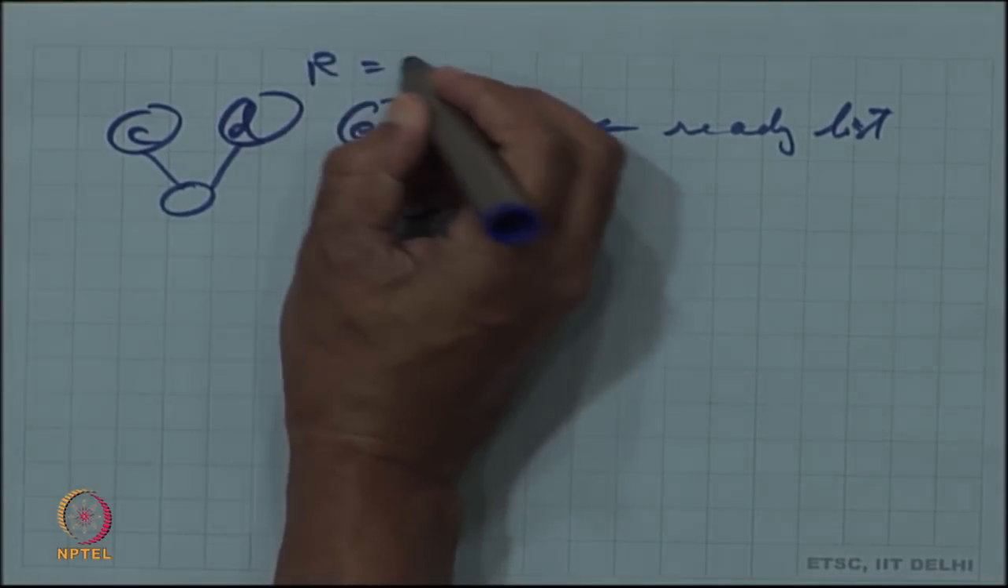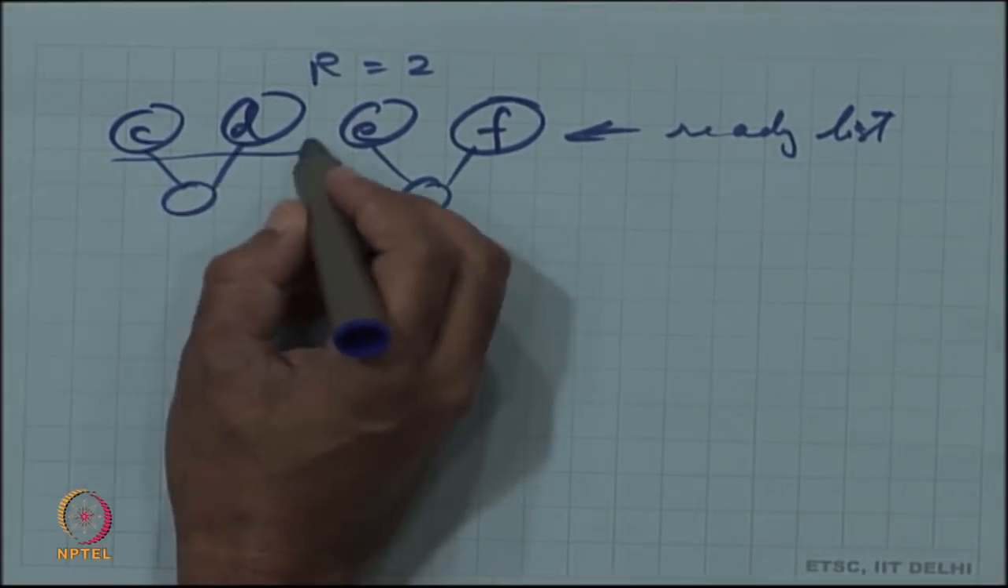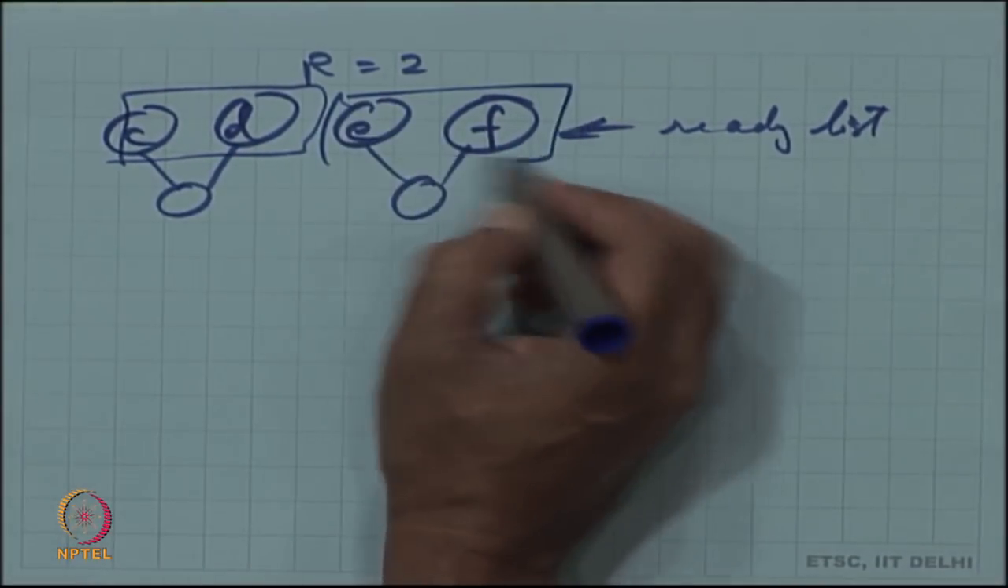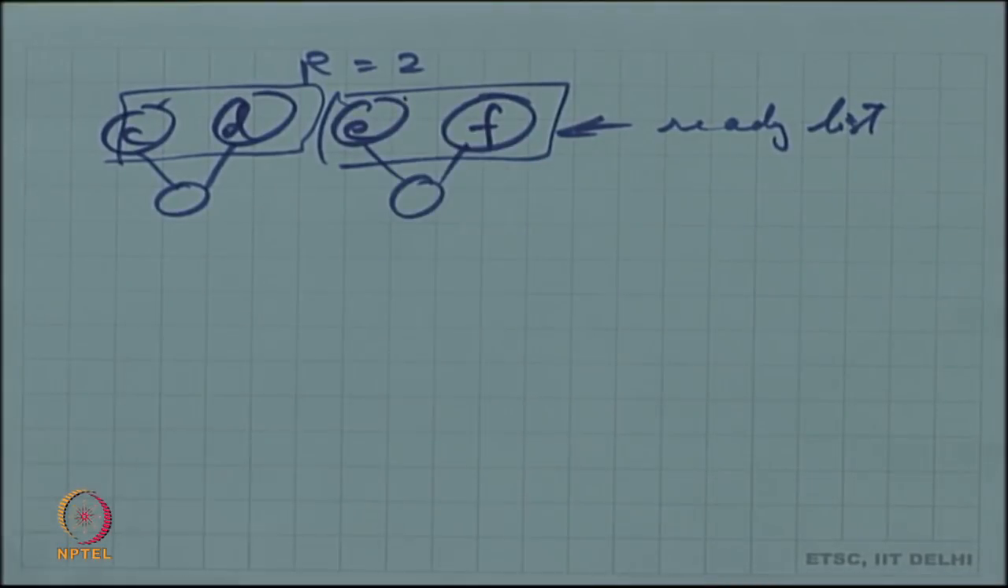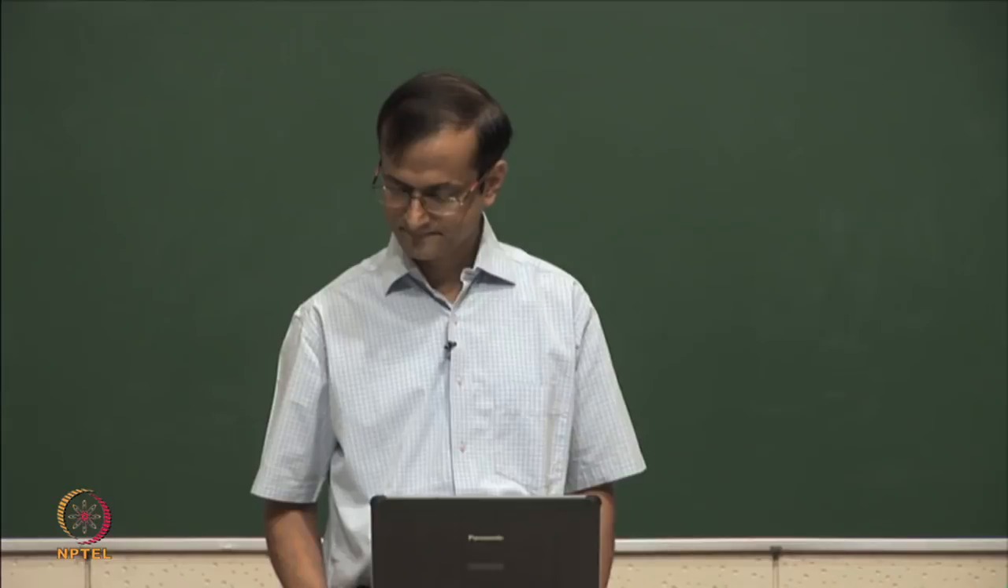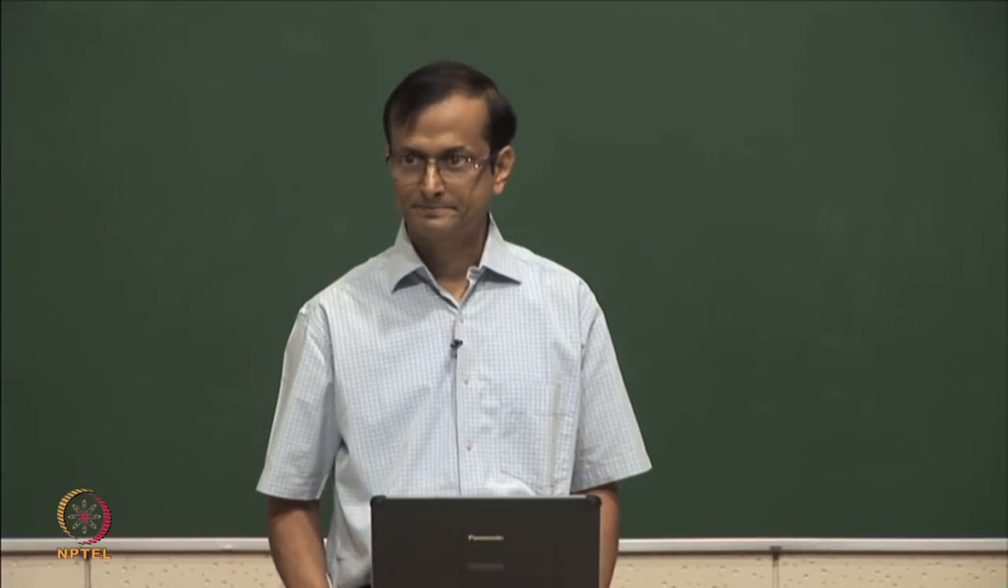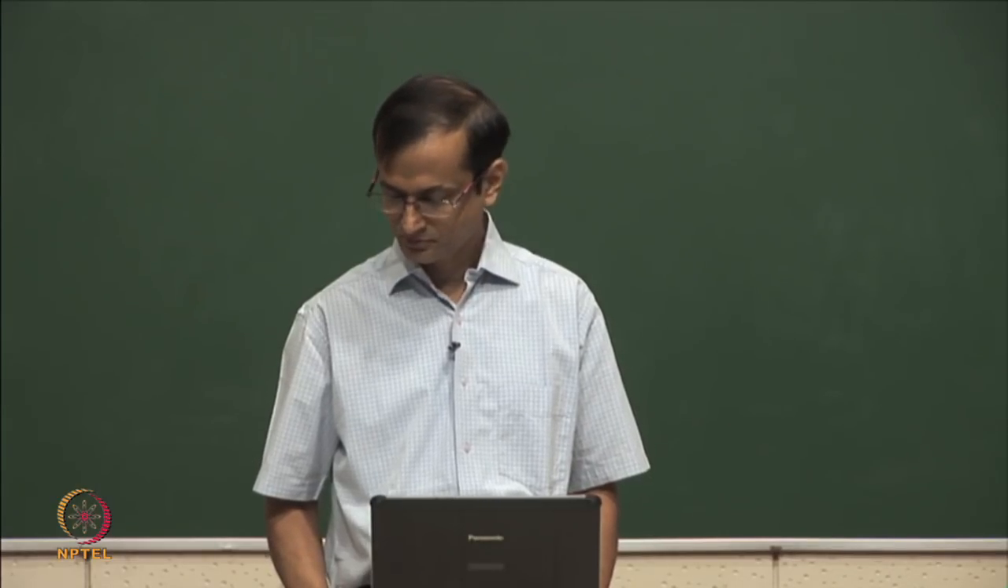Considering my R equals 2, it is better to choose either these 2 or these 2, but it is not worth choosing one from here and one from there. Why? Sir, it will not yield any computation. So if I choose C and D, it will perform one operation in that cycle. But if I choose C and E, it is not performing anything.